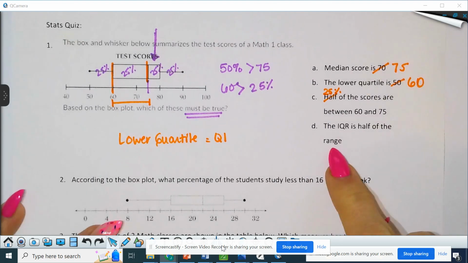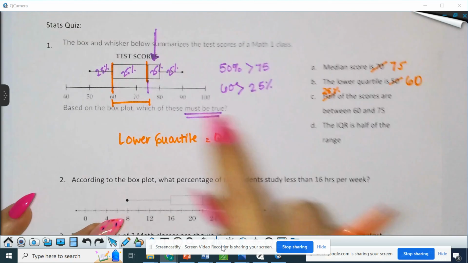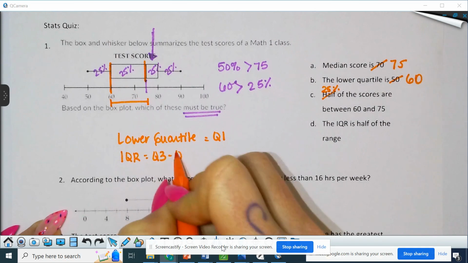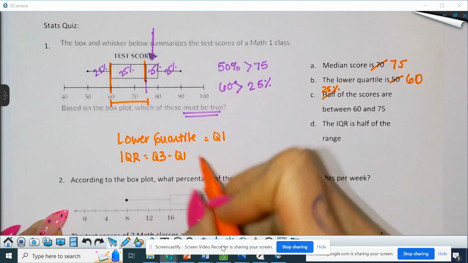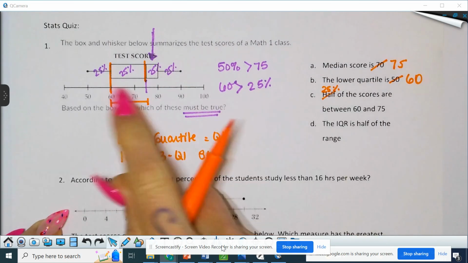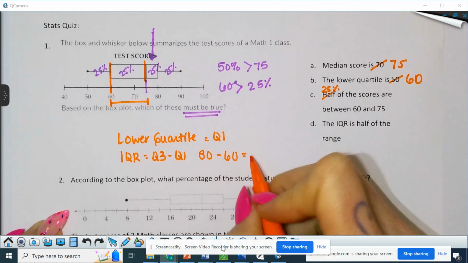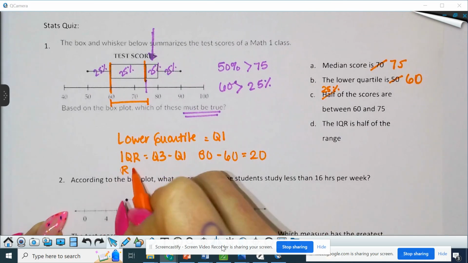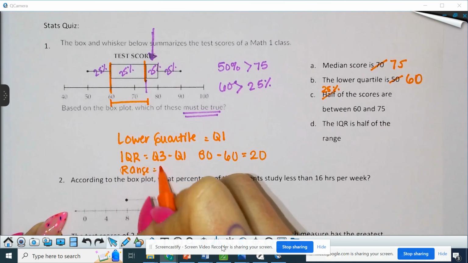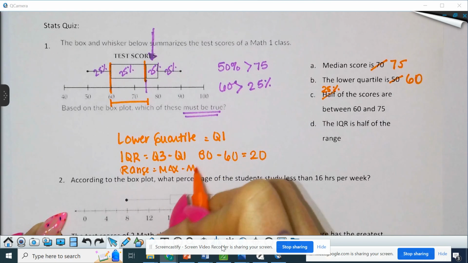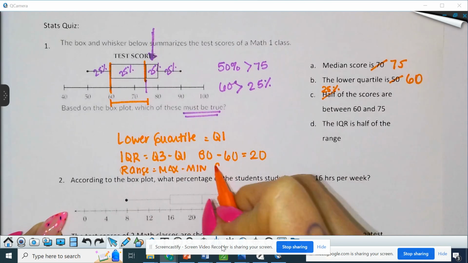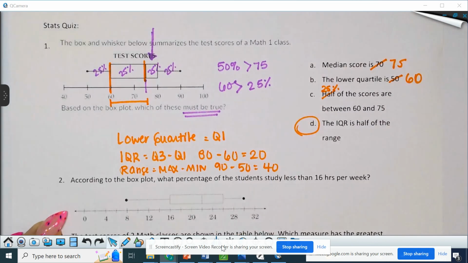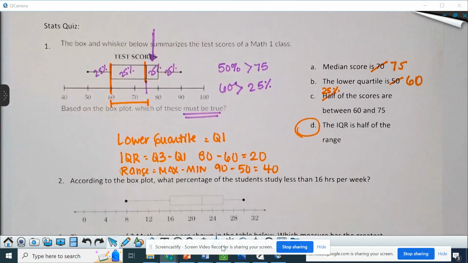So the IQR is Q3 minus Q1. And in this case, Q3 is 80. And Q1 is 60, so minus 60. So we're going to get a 20. And then the range is max minus min, which is going to be 90 minus 50. So we get 40. So the IQR is half of the range because 20 is half of 40.